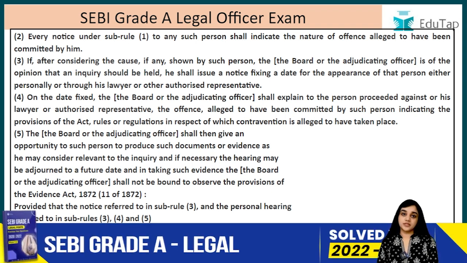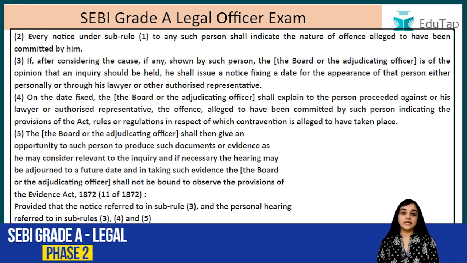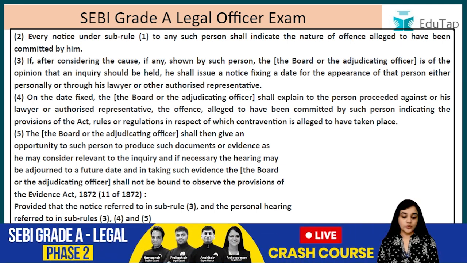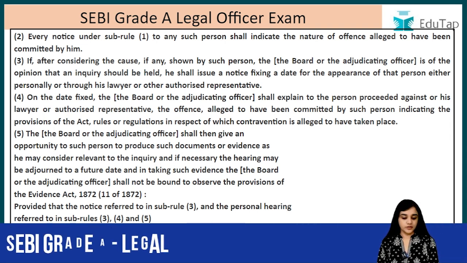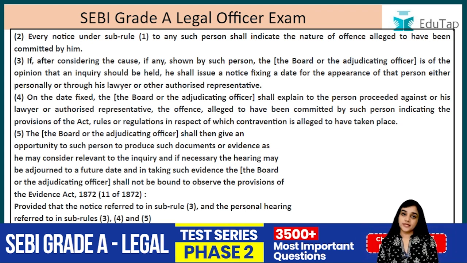So after that person has come and shown cause why the inquiry should not be instituted against him, if after that also the board or the adjudicating officer is of the opinion that the inquiry should be held, in that case what are they going to do? They are again going to issue a notice fixing the date for appearance of that person. He is now given a date on which he is required to appear, either personally or through his lawyer or other authorized representative. So he can either come personally or he can send a lawyer or any other person that is authorized.